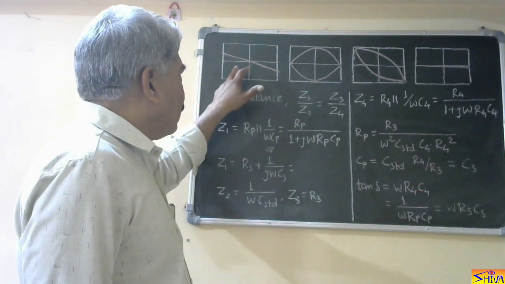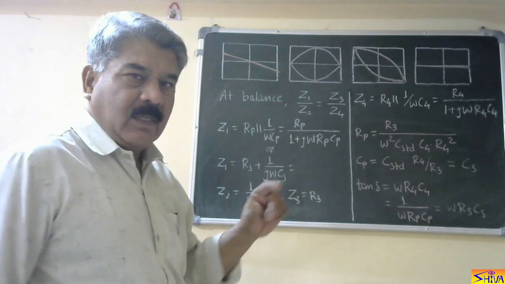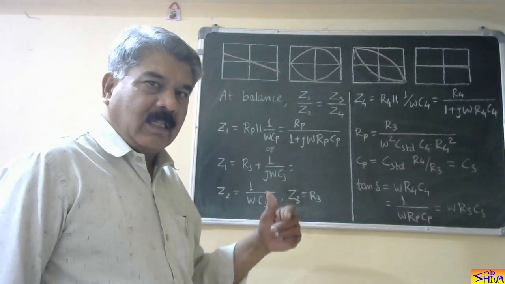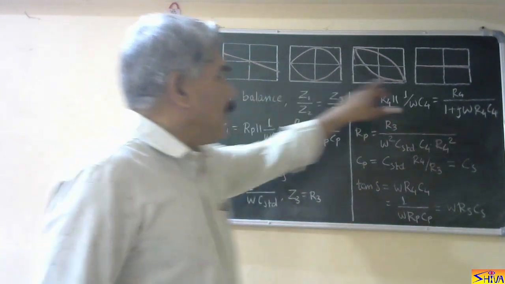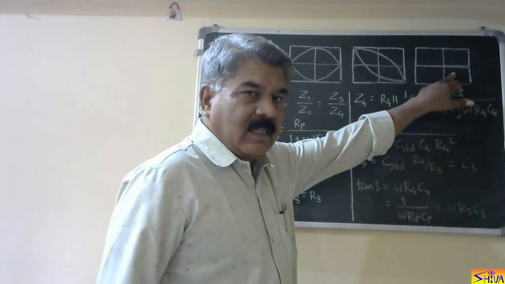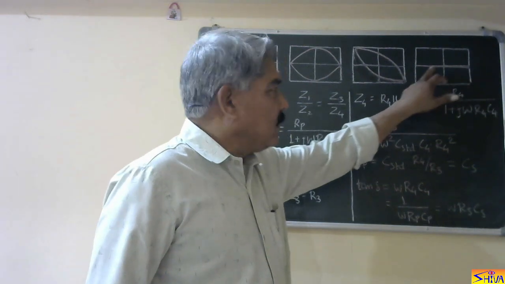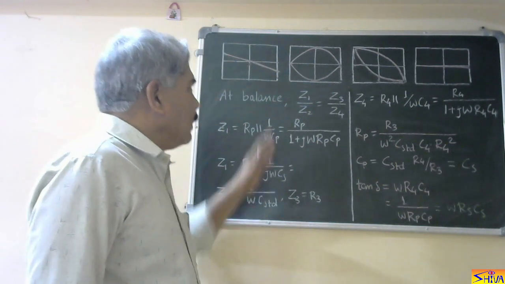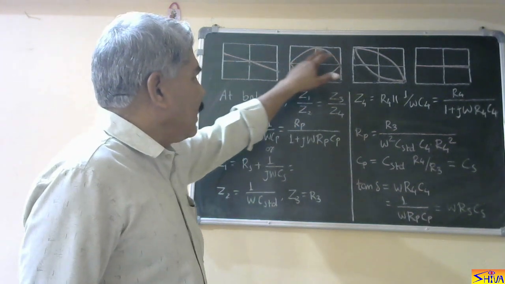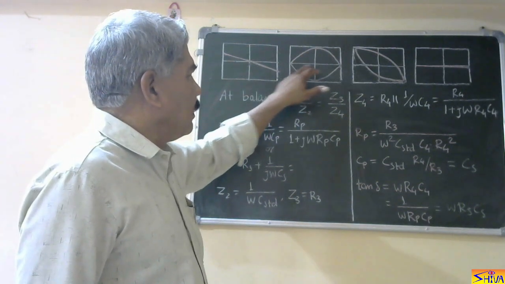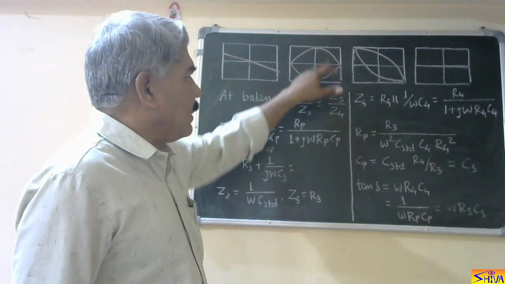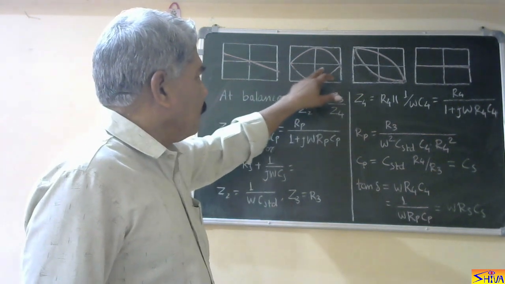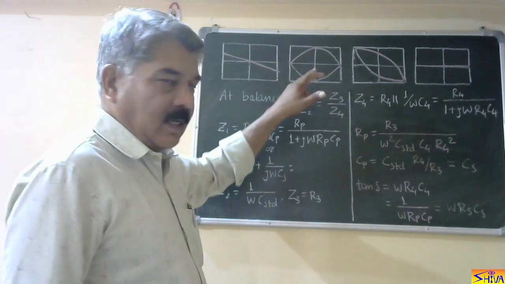So in order to adjust this magnitude, we just go on changing the value of R3 till we get a straight line as a Lissajous figure on the screen of the CRO. So that is called magnitude balance. The second possibility is we get an ellipse like this, that is parallel to the X and Y axis of this CRO.